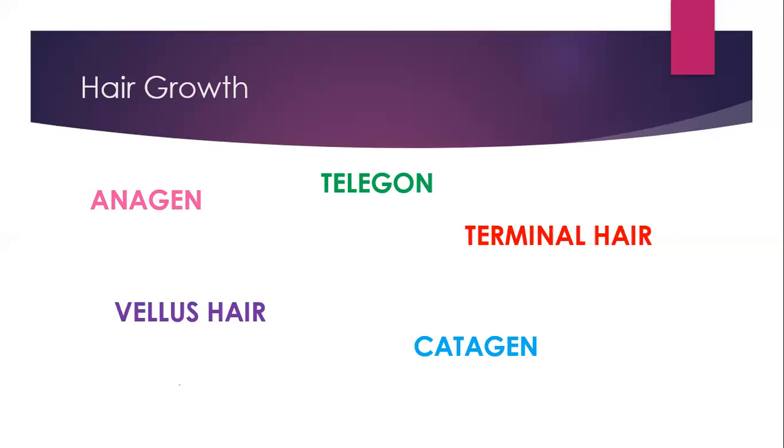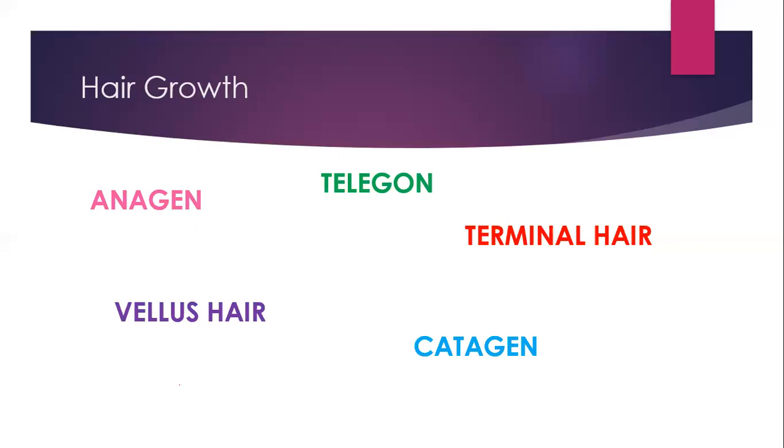I'll do this one. Vellus hair. So vellus hair is very soft, fine, light colored, translucent, and non-pigmented, so non-colored hair, usually found on most areas of the body, but very light. You can't really see it. And you get it especially in children as well.